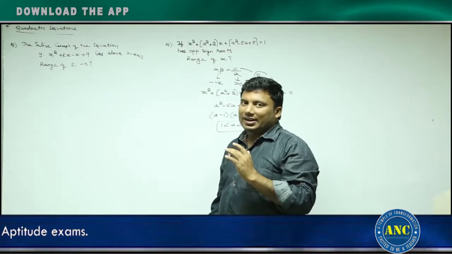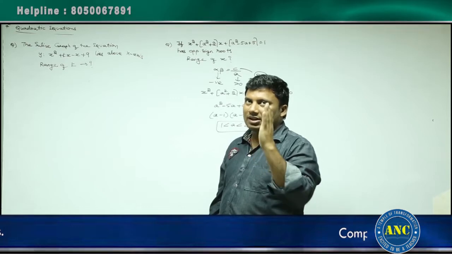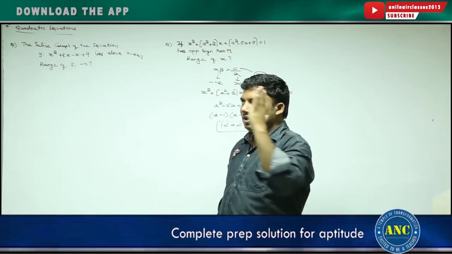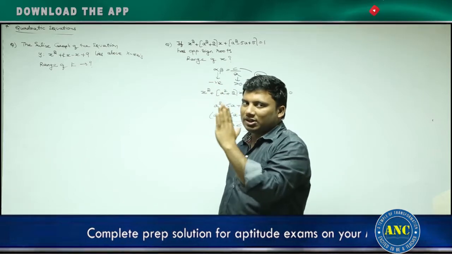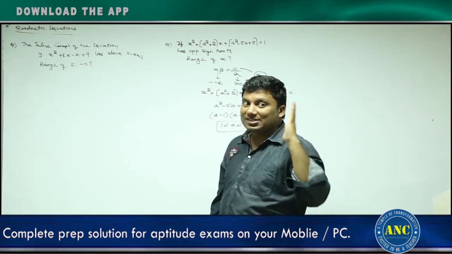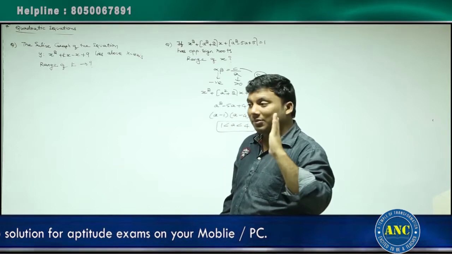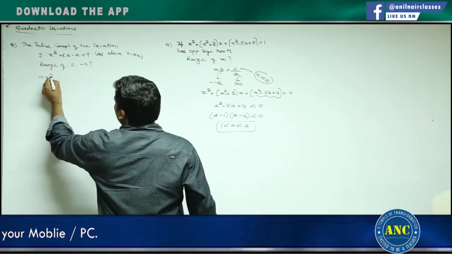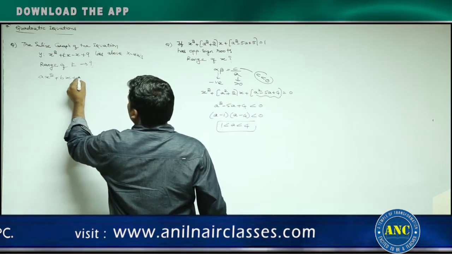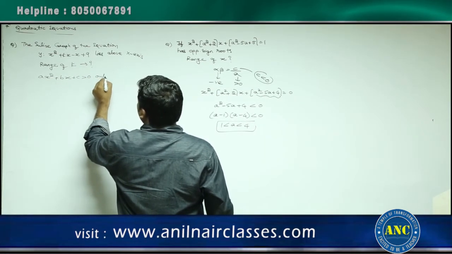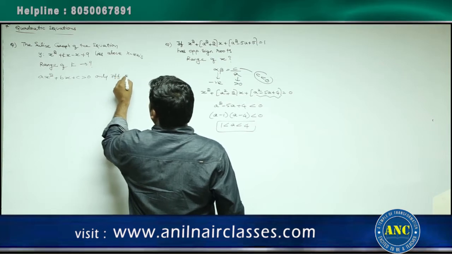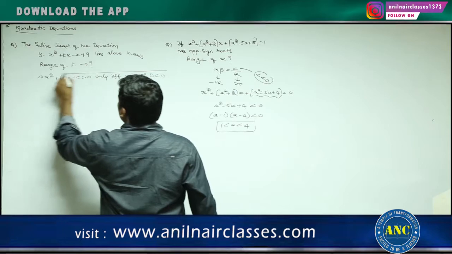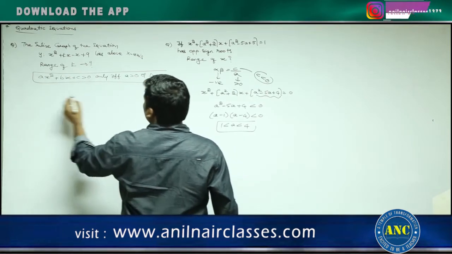Now, when I say lies above x-axis, just imagine lies above x-axis means either first quadrant or second quadrant. First quadrant x is positive, y is positive. Second quadrant x is negative, y is positive. That means y is always positive. That means ax square plus bx plus c is greater than 0 only if a is greater than 0 and d is less than 0. So use the same concept.